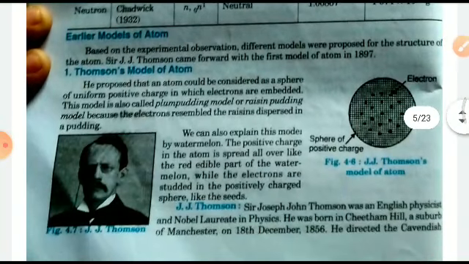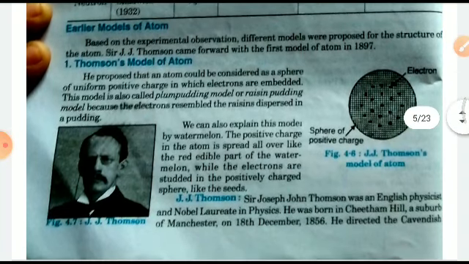Now, a few early scientists gave some early models of atom. The first was given by Thomson, right? It was a plum pudding model, right? In this, he said that there was a sphere of positive charge inside which electrons were embedded.